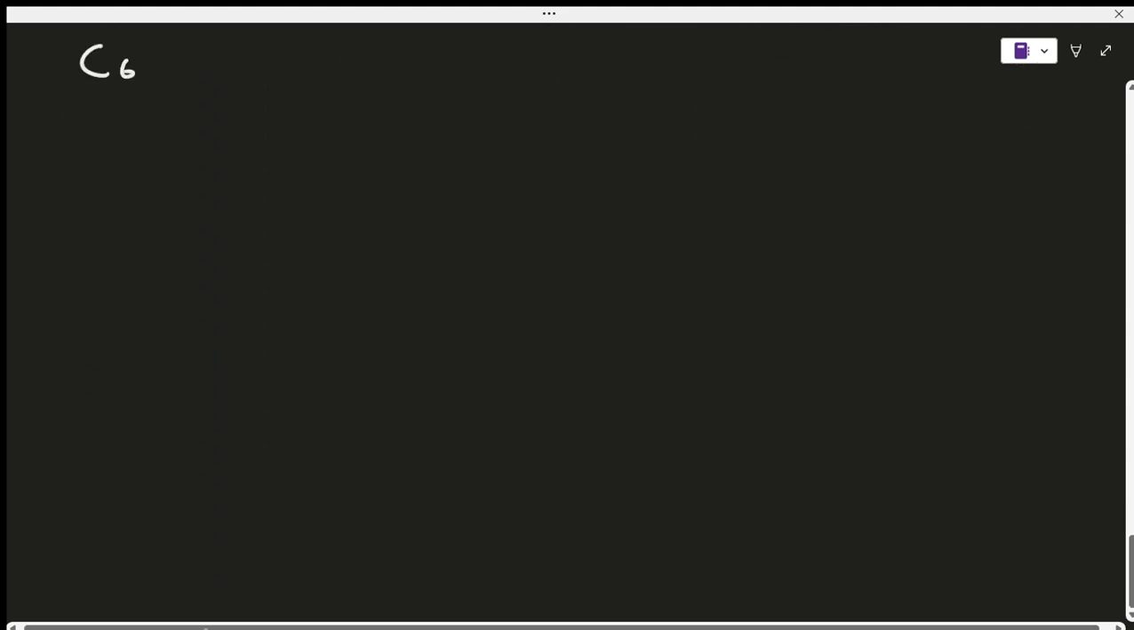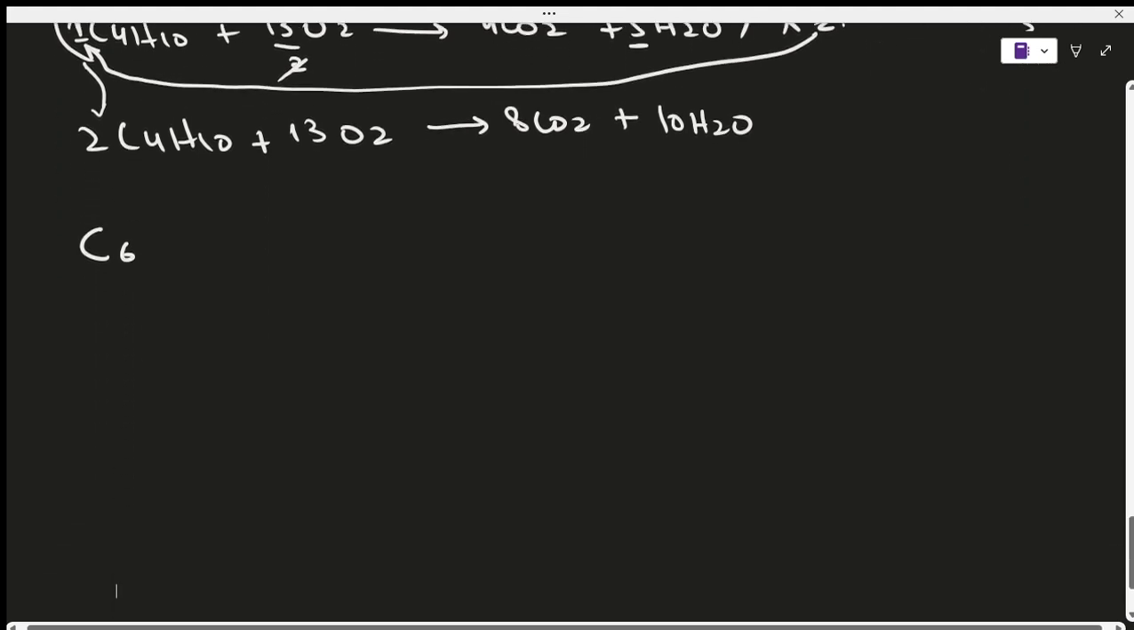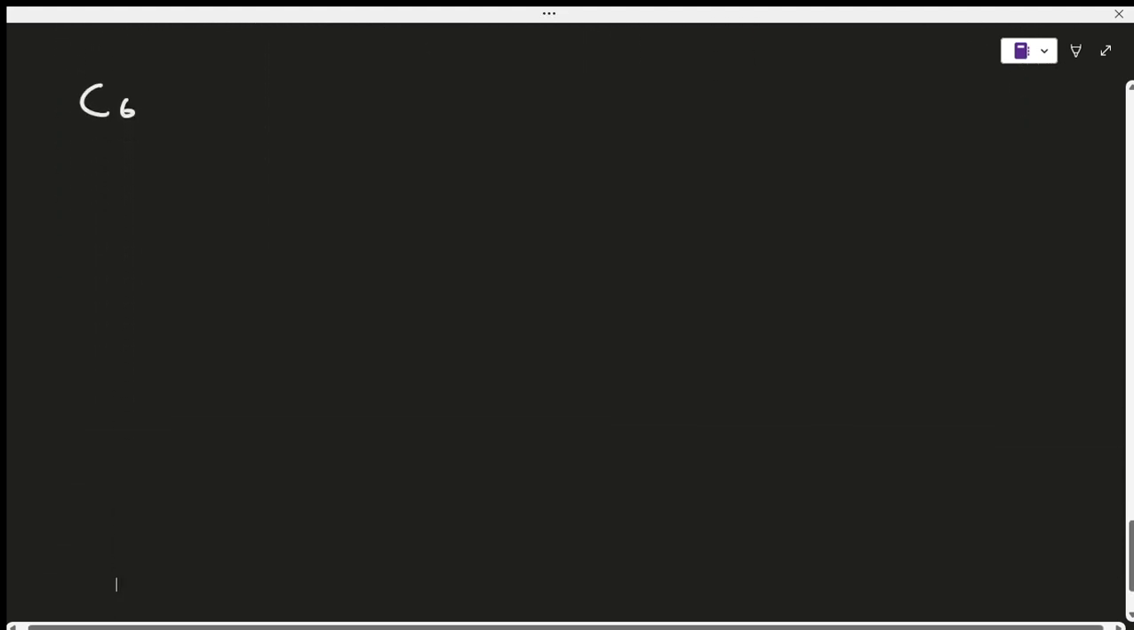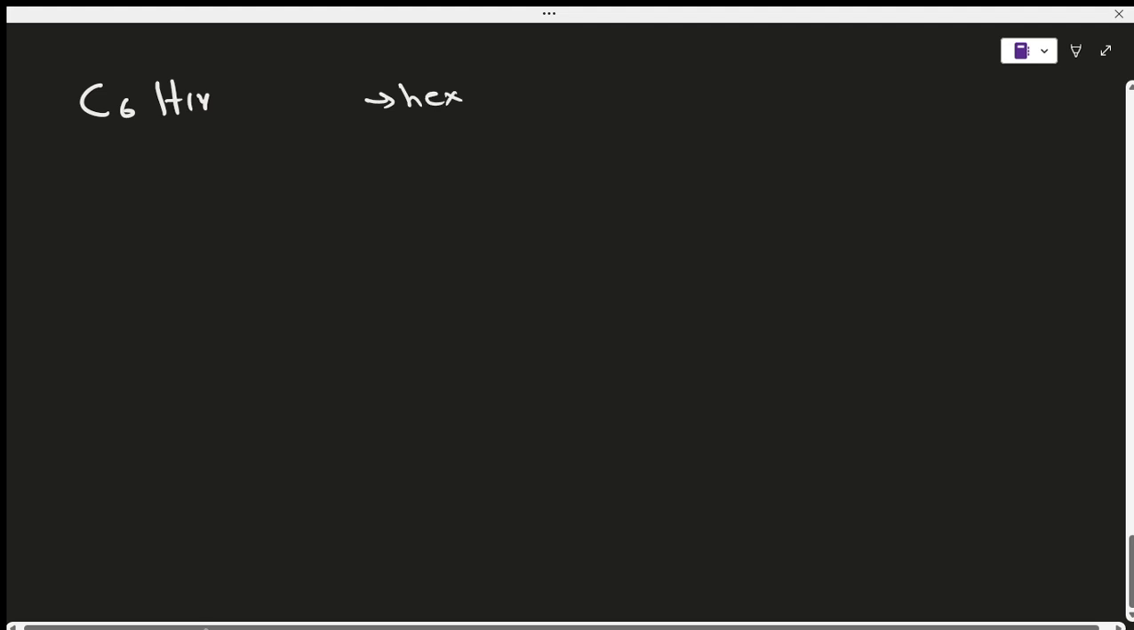Let's talk about C6 and how many hydrogens C6 is going to have. So it's going to be C6H14. This is going to be a hexane molecule, by the way. So write down the equation: C6H14 plus O2, and you have CO2 plus H2O.